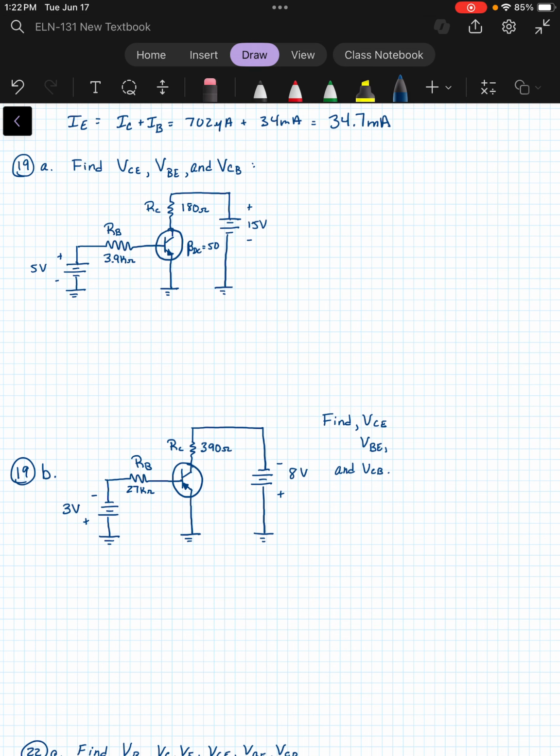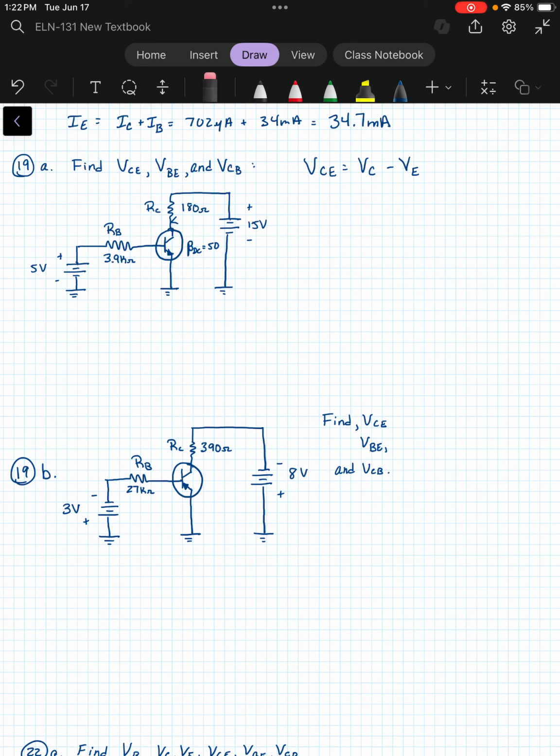for 19A, we're looking now for VCE, VBE, and VCB. So we're going to need to find our voltages at C, at B, and at E, because remember, VCE is defined as the voltage at the collector minus the voltage at the emitter. Or you could also think about it as if I put a voltmeter here and I put the red lead at the collector and the black lead at the emitter, that's what we would measure there as well.